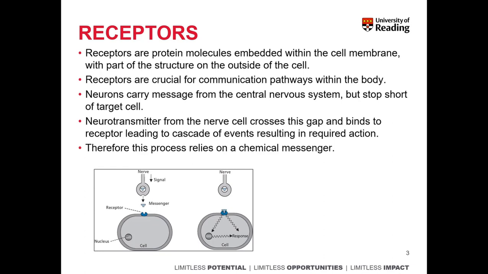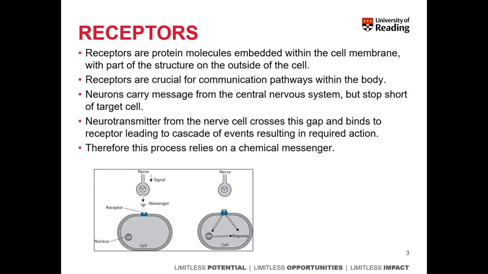Now, receptors are absolutely crucial for different communication pathways within the body. Neurons carry messages from the central nervous system, but they stop short of the target cell. So a neuron doesn't actually carry the message into the target cell itself. It allows for long-range transmission of a signal, but it doesn't actually give that signal into the cell. That is done by a process involving receptors.